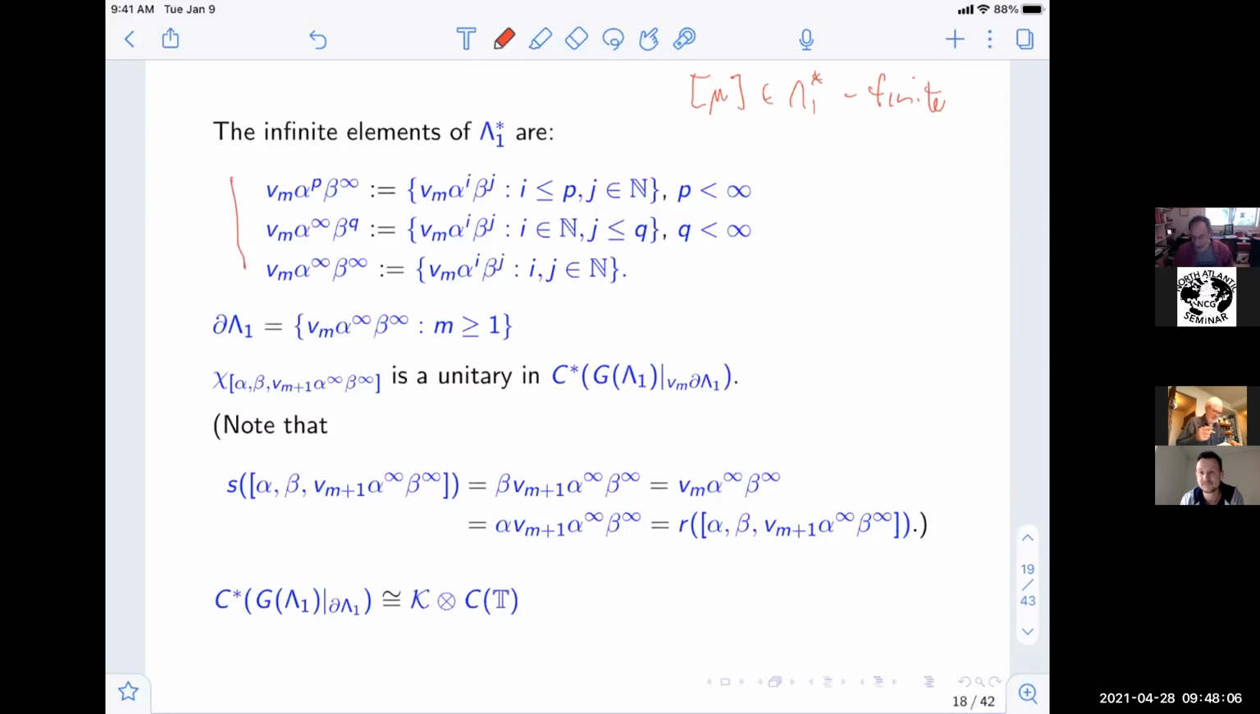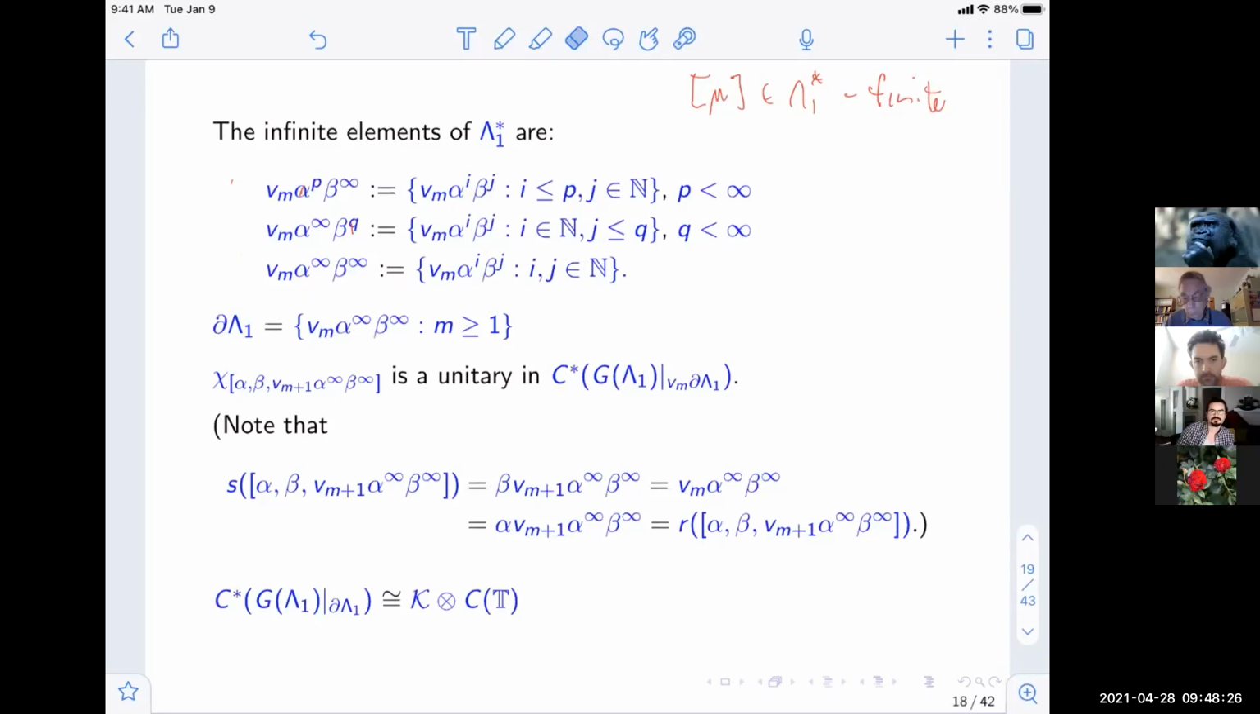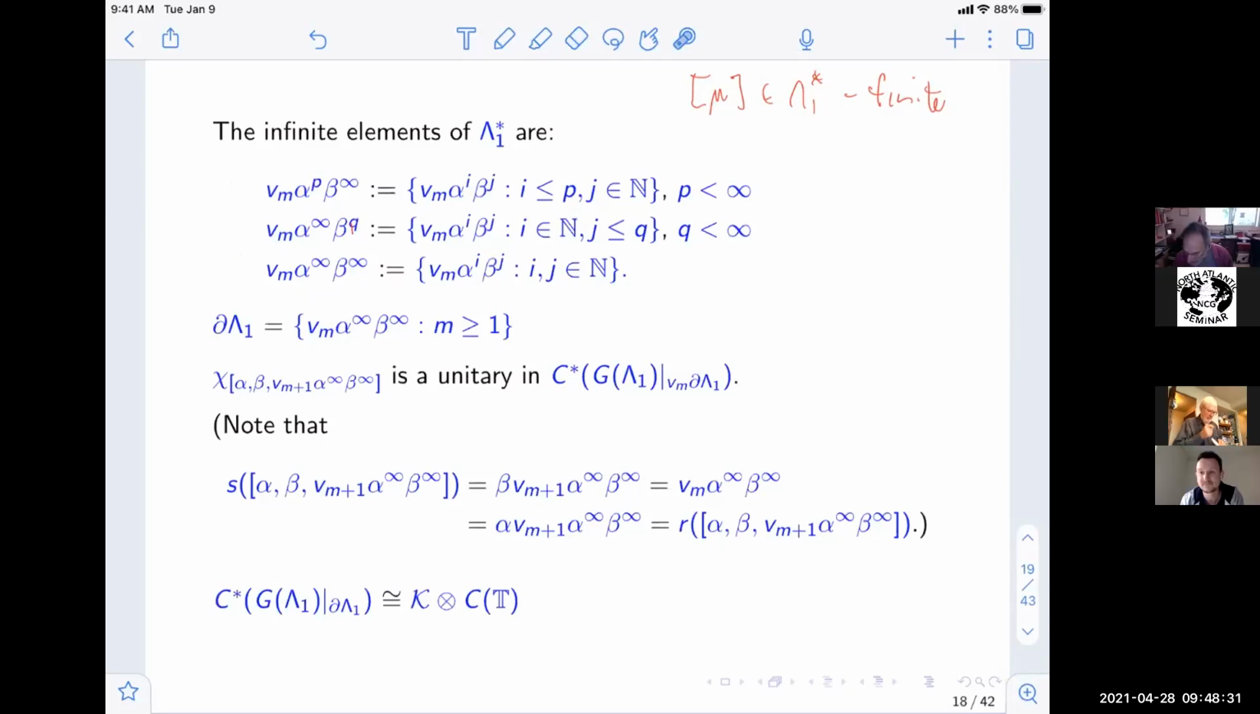Right, so you have to have infinitely many edges. You have to have either infinitely many edges labeled alpha or infinitely many labeled beta. You might have finitely many of the other kind or infinitely many of both. There are only countably many infinite elements. On the other hand, the boundary, oops, I forgot that I'm not laser pointing anymore. The boundary is just those that use infinitely many of both.